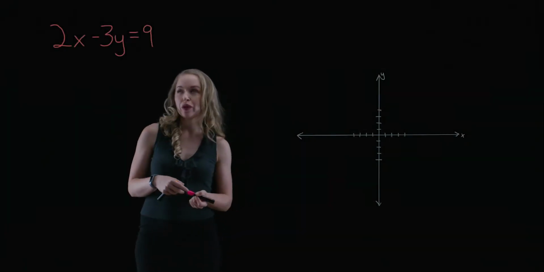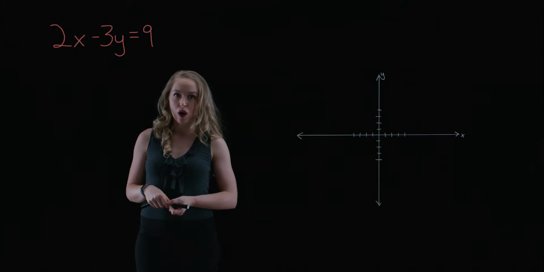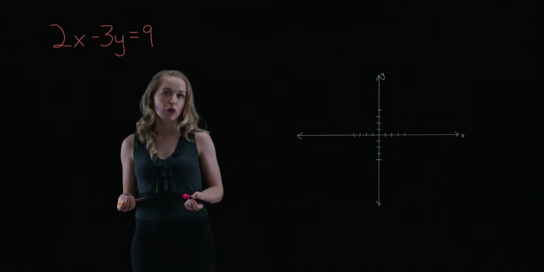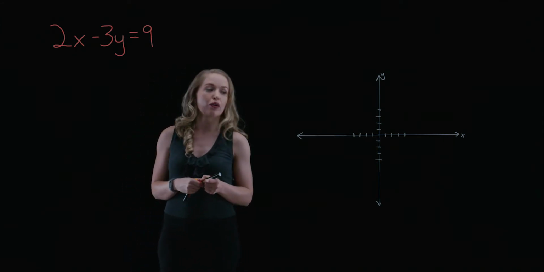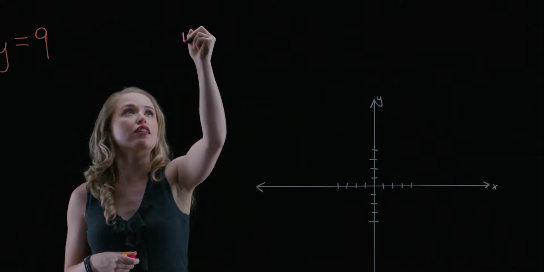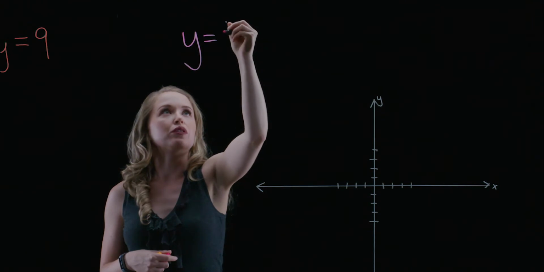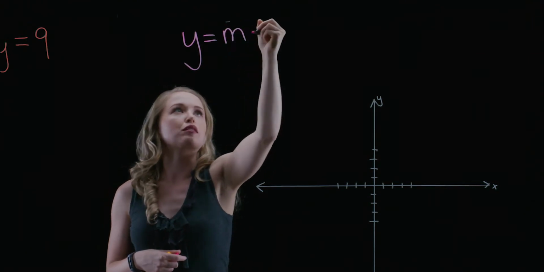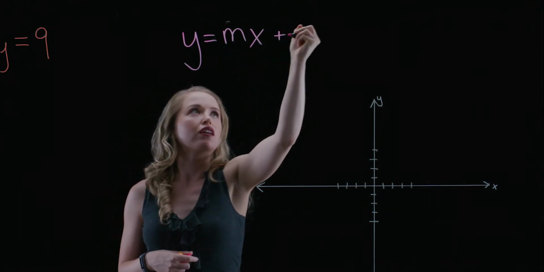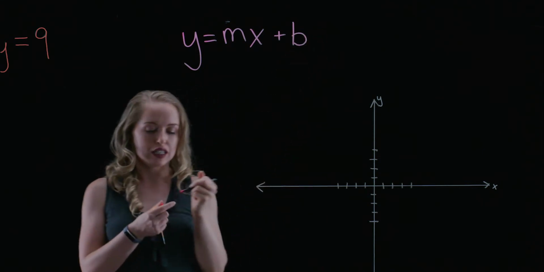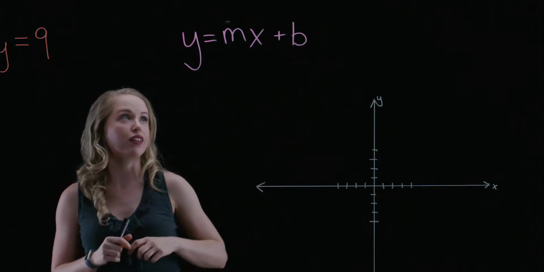So for this problem, we are asked to identify the slope, the y-intercept, and then to describe what the graph is going to look like. So we want to start with our base formula, y equals mx plus b. This is something you're going to want to memorize. There's really no way around it.